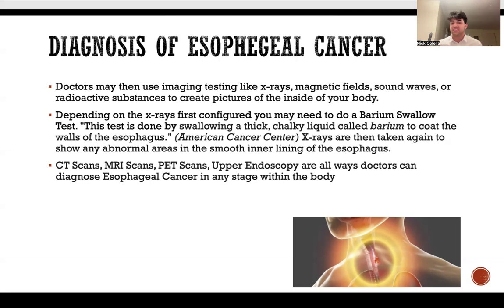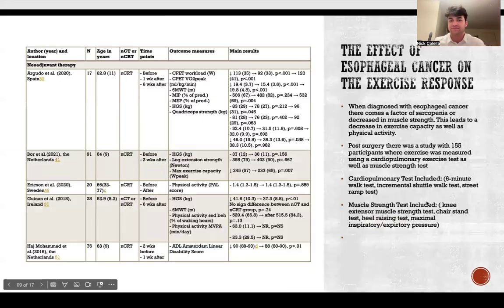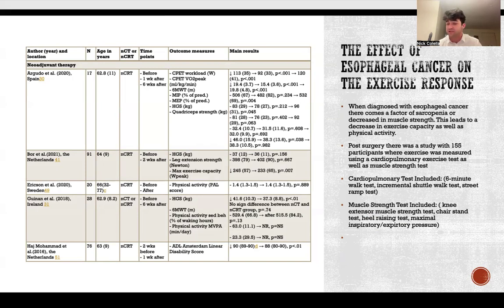CT scans, MRI scans, PET scans, and upper endoscopies are all ways doctors can diagnose esophageal cancer in any stage within the body. The effect of esophageal cancer on the exercise response. When diagnosed with esophageal cancer, there comes a factor of sarcopenia, or decreased muscle strength. This leads to a decrease in exercise capacity as well as physical fatigue. As you can see to the left, there was a study done with 155 participants where exercise was measured using a cardiopulmonary exercise test as well as a muscle strength test.